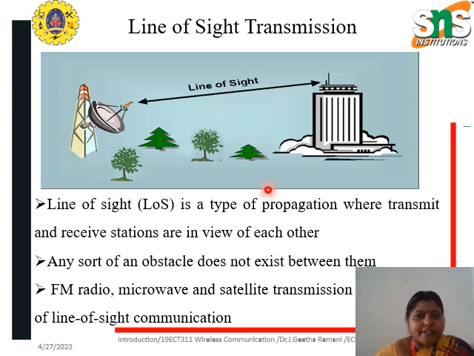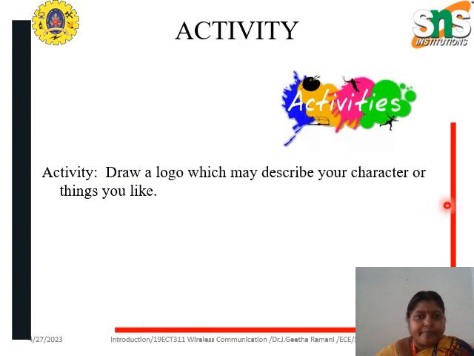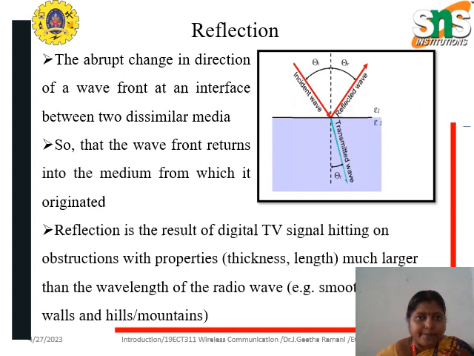So line of sight transmission is a type of propagation where the transmitting and receiving antennas are in view of each other. There are no obstacles between them. The best examples are FM radio, microwave and satellite transmissions. So after we do this activity, we move on to the next part of our PPT.